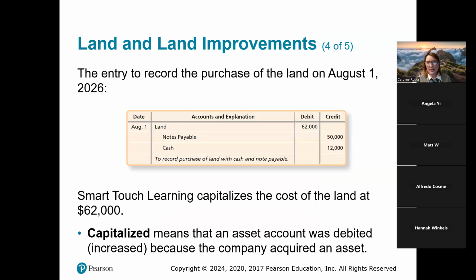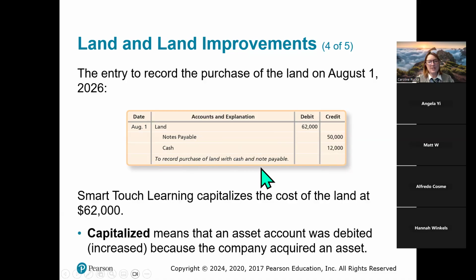Here's our journal entry. This shouldn't come as a big shock, right? We bought the land for $62,000. That's going to sit on our books as the value of that land. We bought it with a note payable of $50,000. That was the actual purchase price of the land. And then we paid all those ancillary fees in cash.